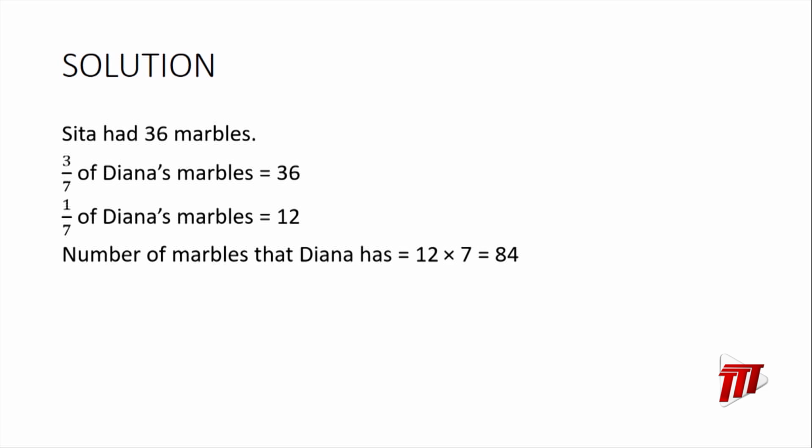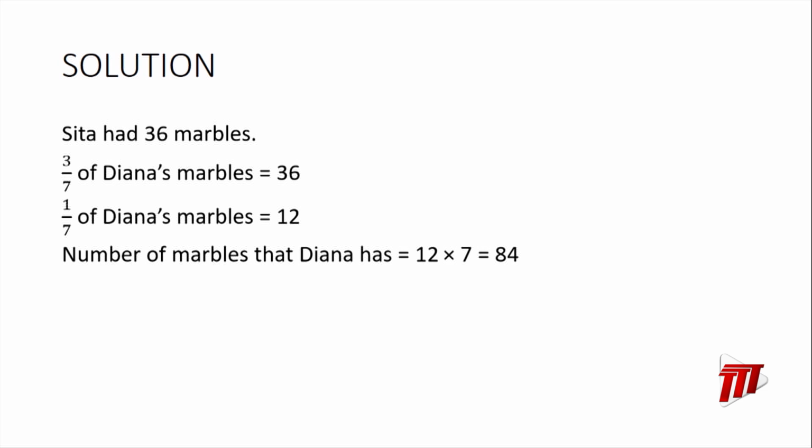Now remember, you have to be careful and make sure that you follow your plan. The plan was find the number of marbles that Diana has. Is my problem finished at that point? No, because the question asked you, how many marbles do they have all together? We have now the number of marbles that Diana has. We know how many Sita has.